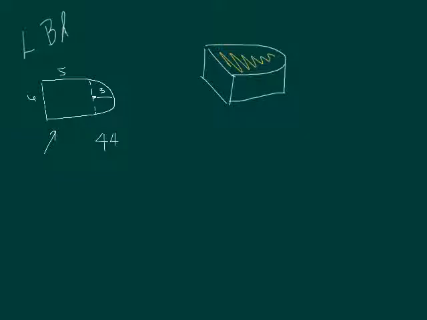In this case it's 44.13 for one of the bases, so the other one is also going to be 44.13. And the next part I have to come up with is called the lateral surface area, which is the up and down surface area.